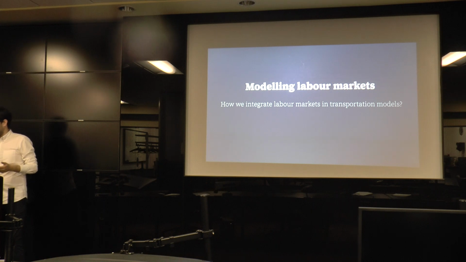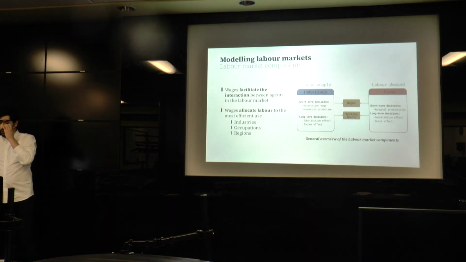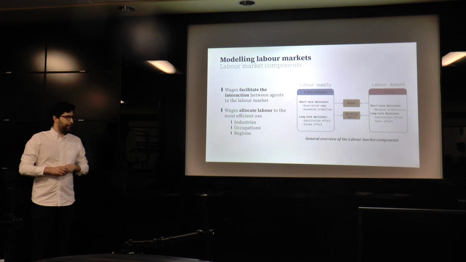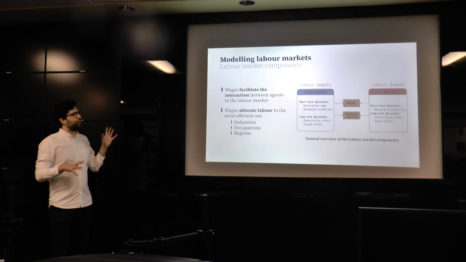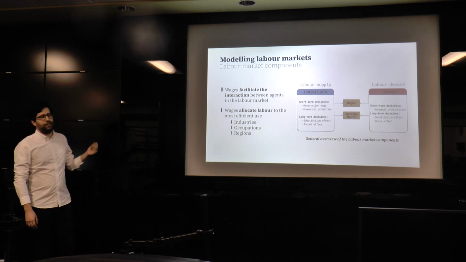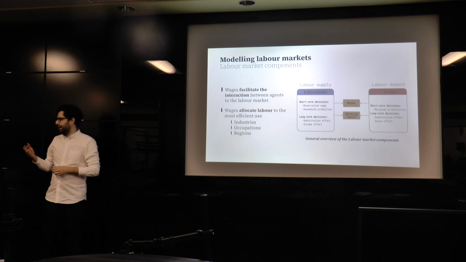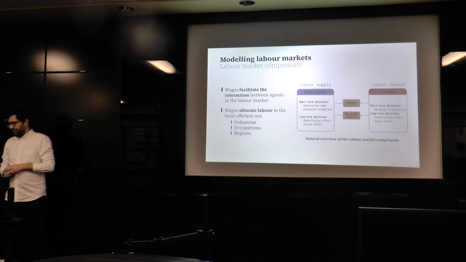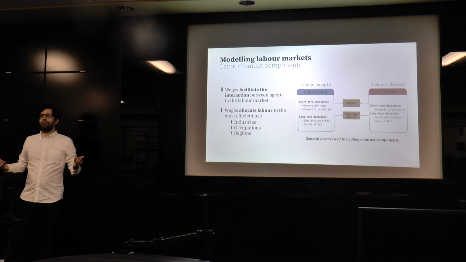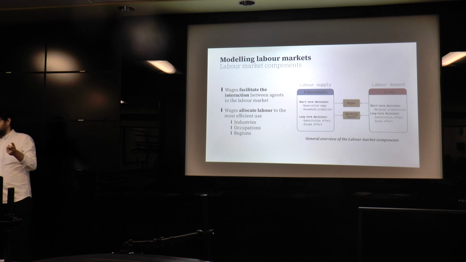But how do we integrate the labor markets? First, labor markets usually have two components, two agents. On the supply side, there are the individuals. On the demand side, we have the firms. And both agents make decisions, both in the short term and in the long term, and both agents enter the market to agree on two main parts. First, the wages and the working hours.